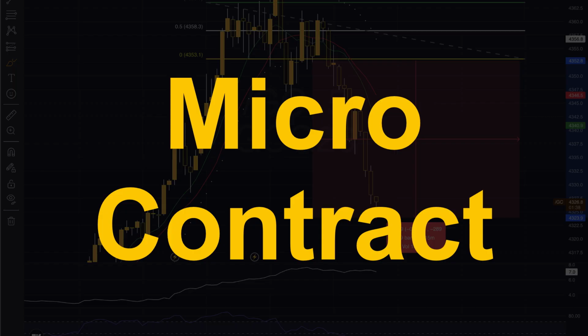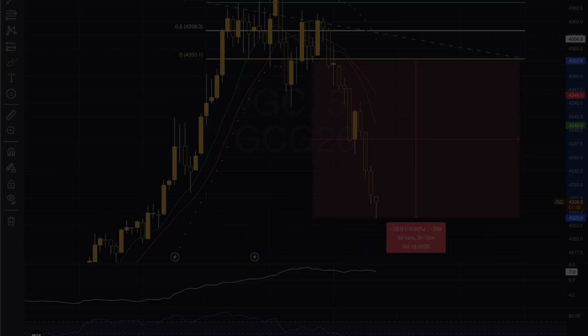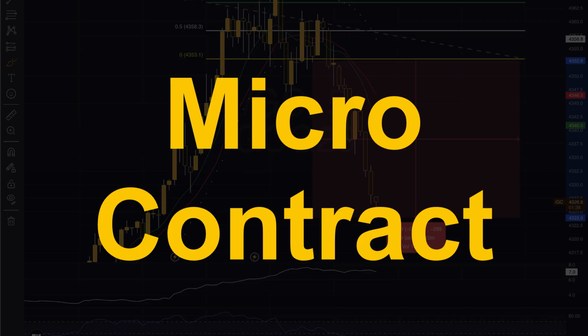Micro contract. These are the baby versions of E-minis. They're usually 1/10 of the size. So for the E-mini contract on gold, a tick is $10. For the micro contract in gold, a tick is $1. Micro contracts are perfect for beginners because they let you practice with real skin in the game for much less money per tick.